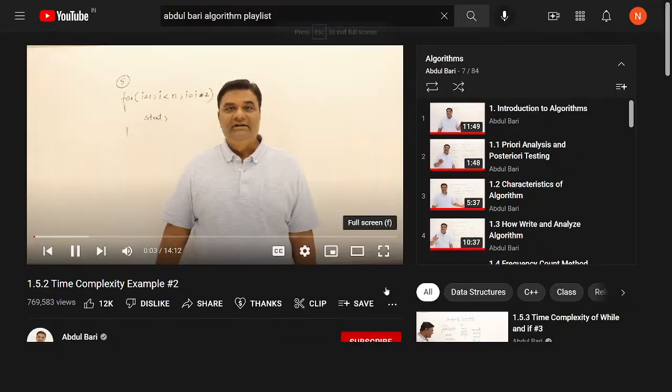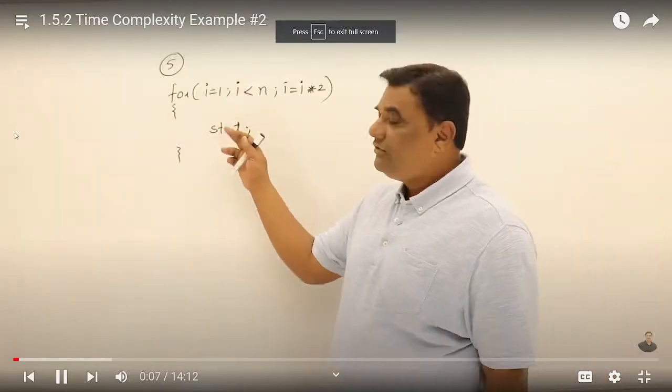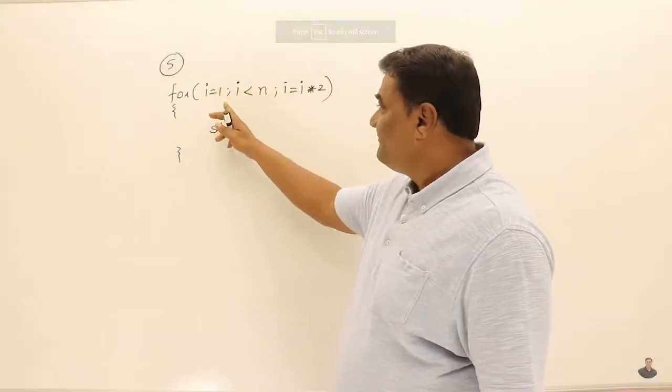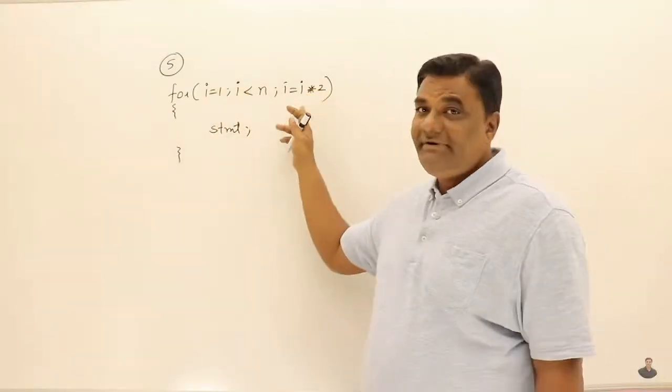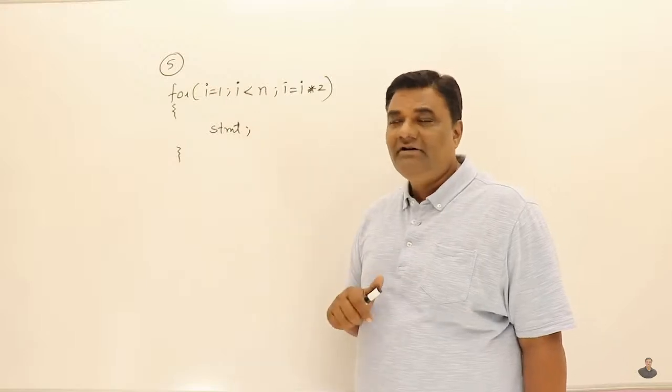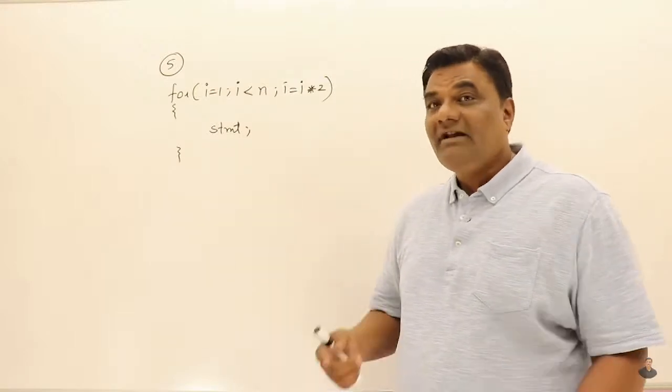I have this piece of code, and I have to analyze it and find its time complexity. This code also uses a for loop. But the loop starts from 1 and goes up to n, while i is less than n, and i is multiplied by 2 every time. So blindly we cannot say this will execute n times. We have to analyze this one.